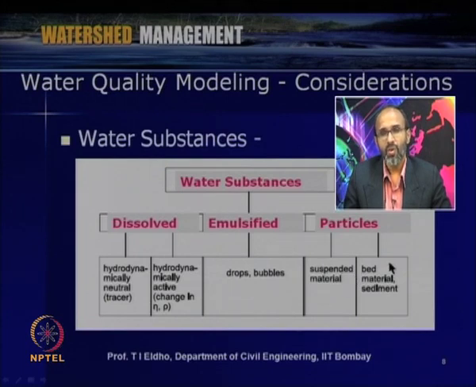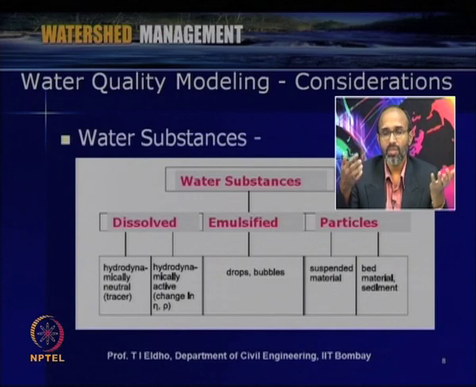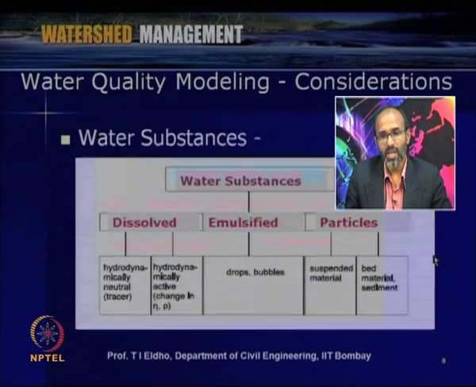And as far as particles are concerned, they can be suspended materials like sediments coming from a watershed, or bed material, and other kinds of sediment within the flowing water, like in a river, within the watershed, or in overland flow or channel flow. Wherever these particles are eroded, they will sometimes remain suspended, or they can get settled depending on the environmental conditions, the velocity of the flow and other conditions. So, we can divide water substances into dissolved, emulsified, or particles.